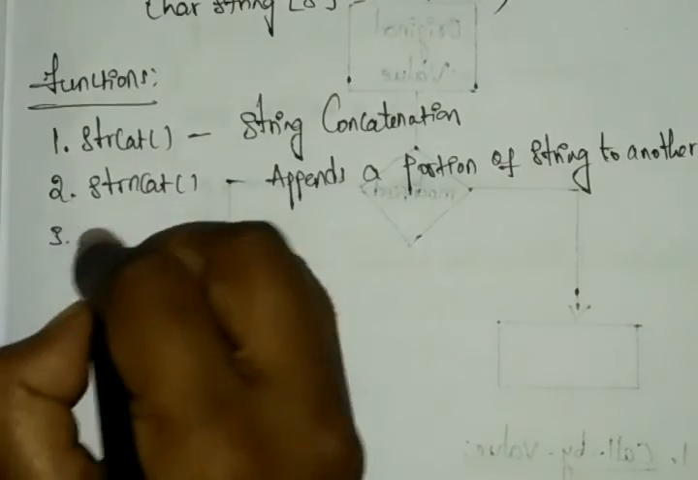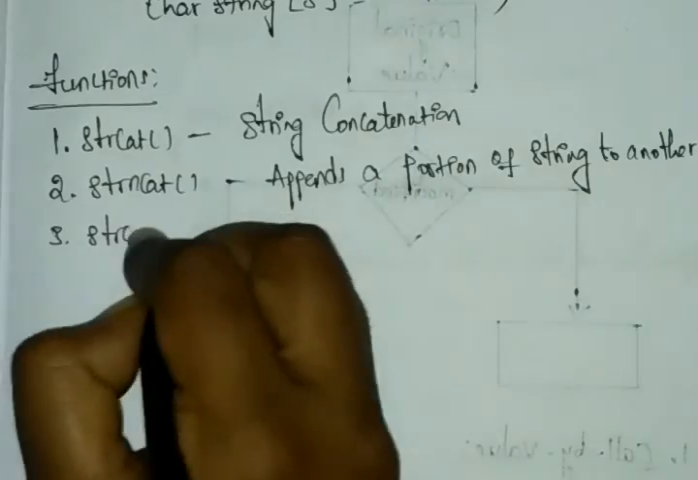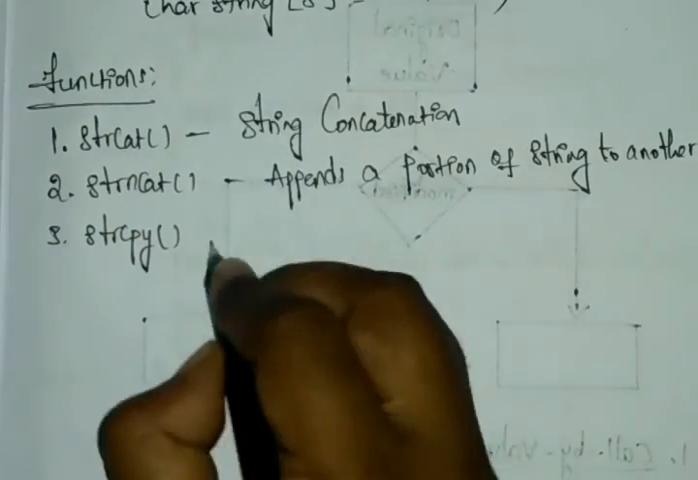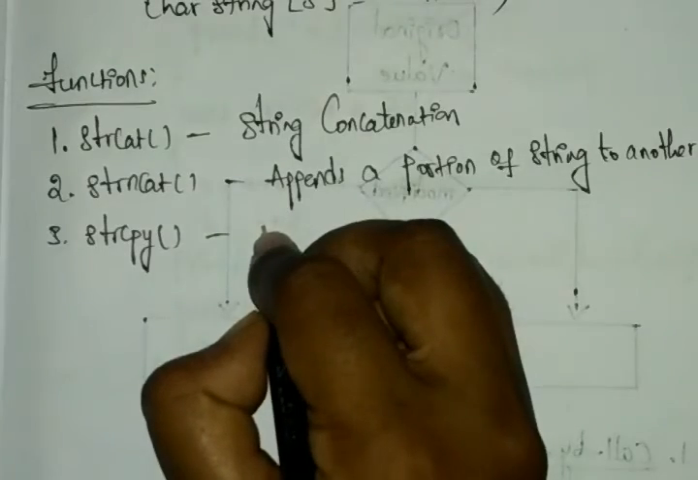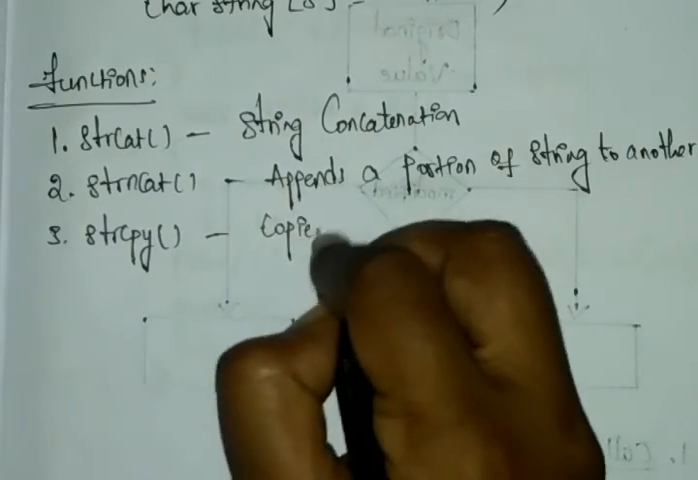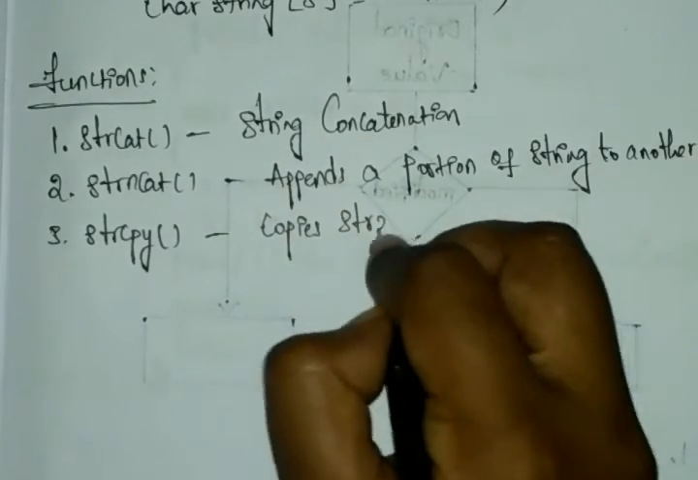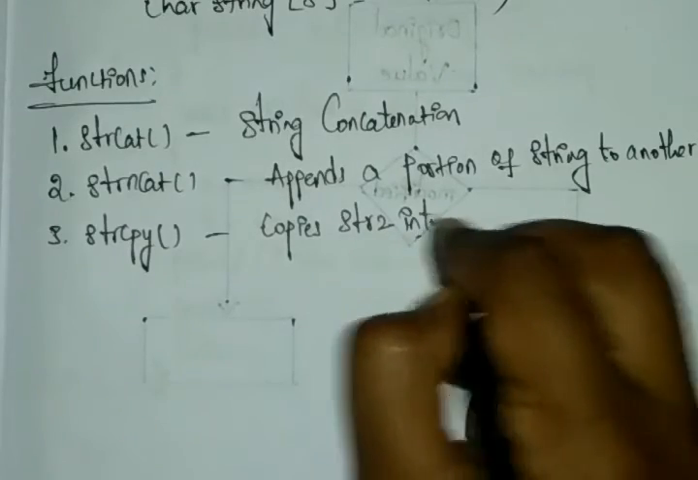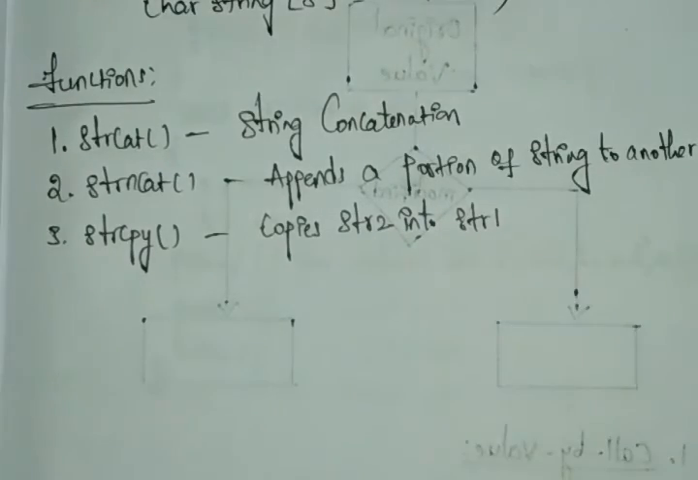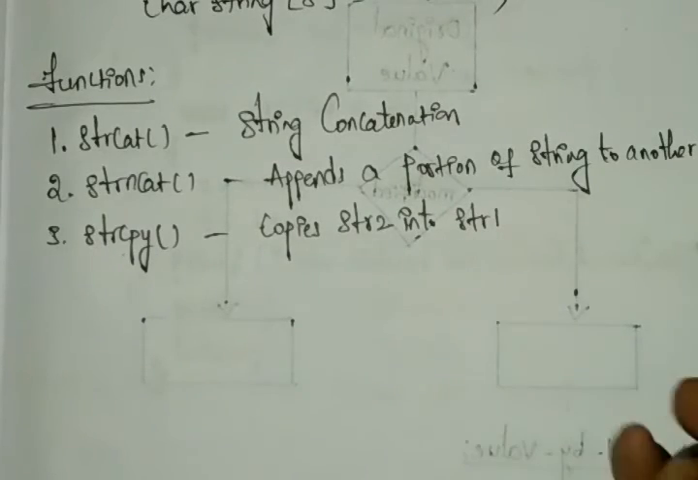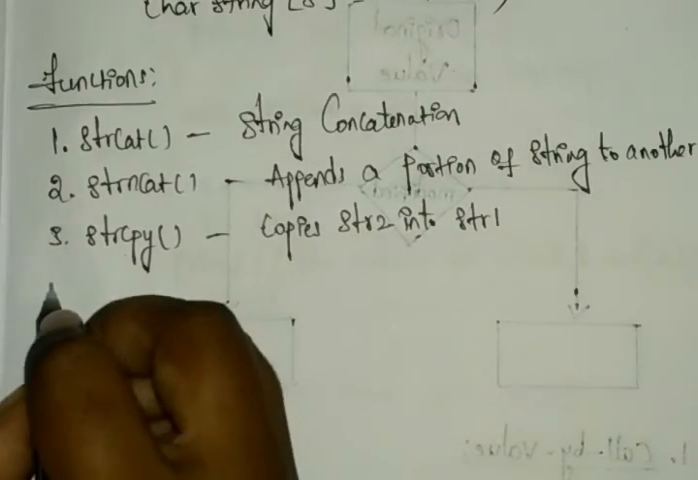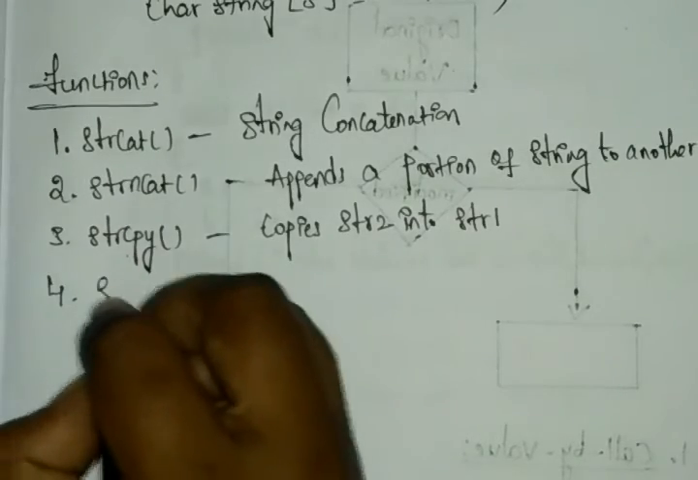And third one is strcpy. Whatever information you have in string 1, you can copy it into string 2. It copies string 1 into string 2, or else string 2 into string 1. Copy means you can paste whatever information you have into the other string. And next strncpy.